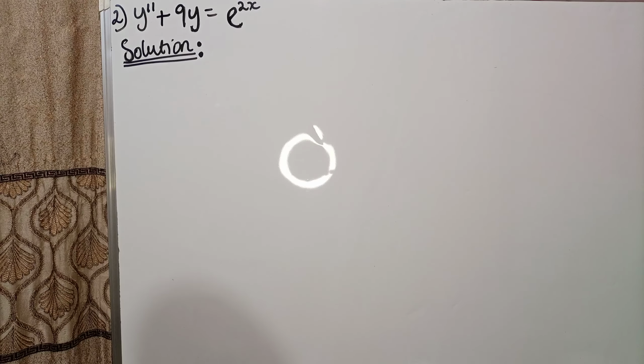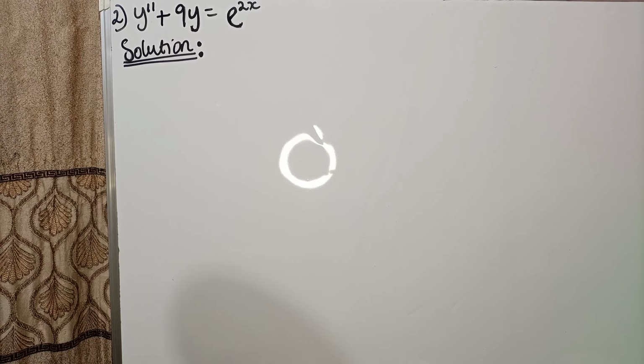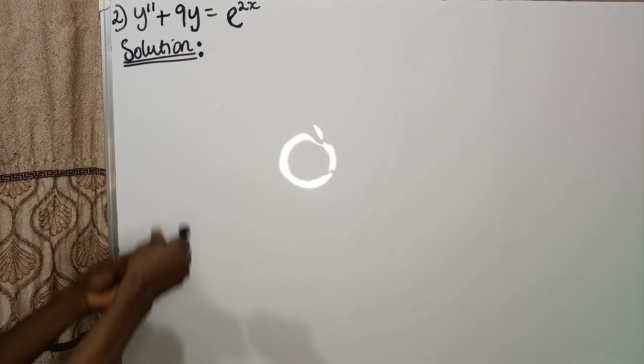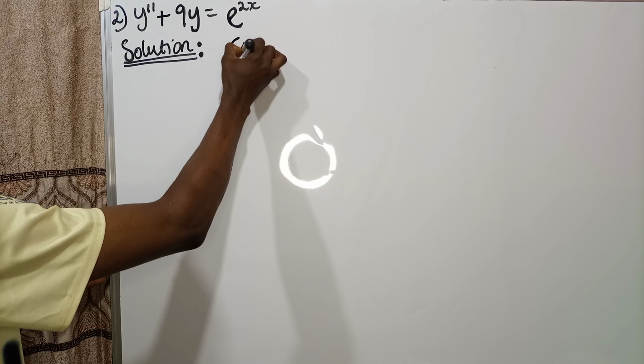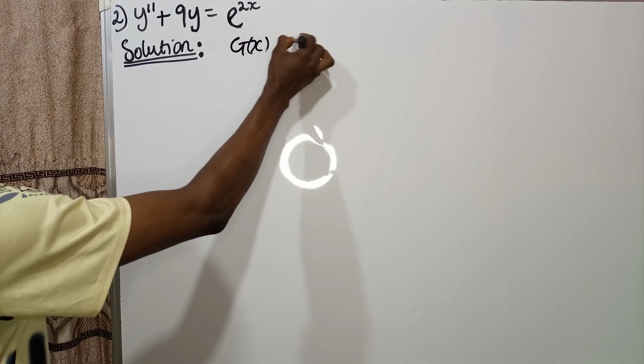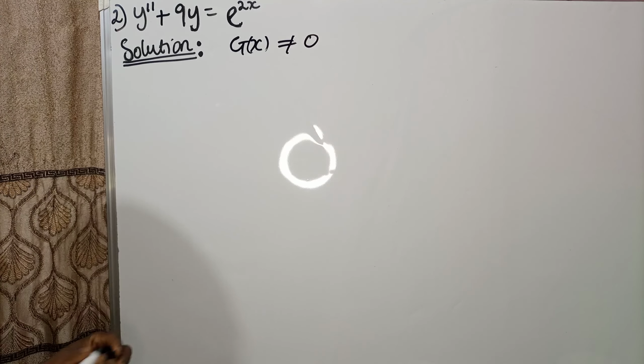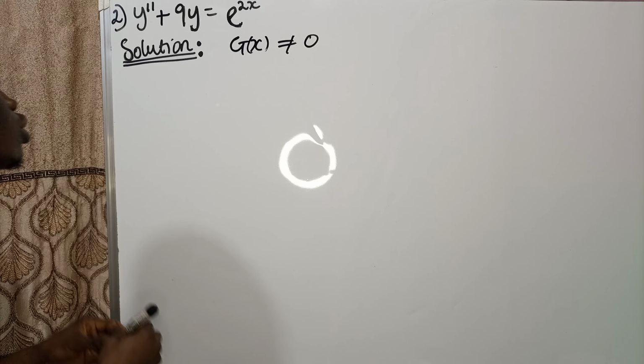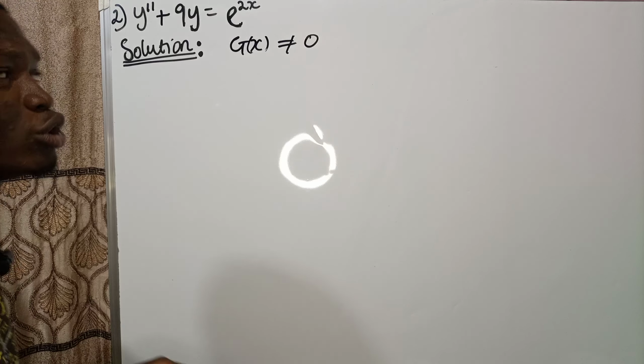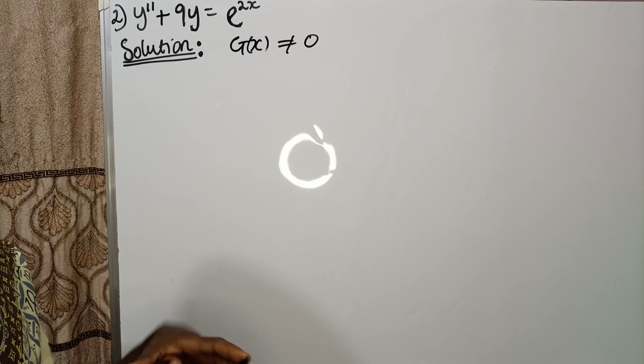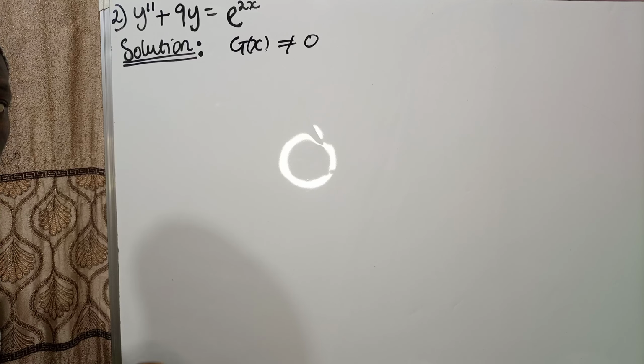Let's quickly solve this question. We are still on second order linear non-homogeneous equations using undetermined coefficients. What tells you that this is non-homogeneous? Because our g of x is not equal to 0. Therefore, we term this non-homogeneous. In order to solve it, we first solve using the normal homogeneous method.